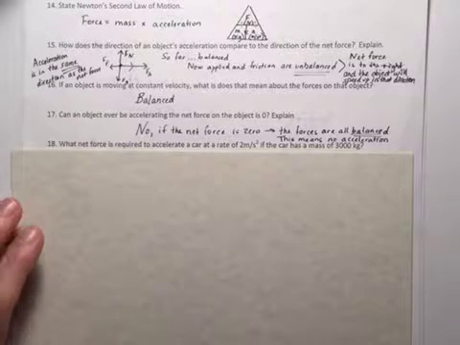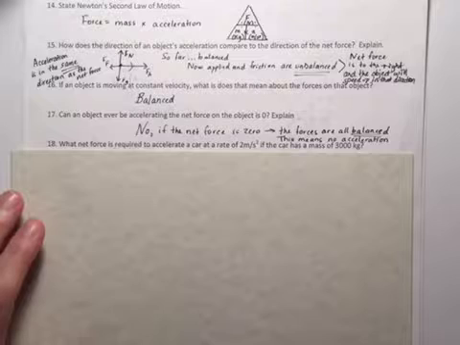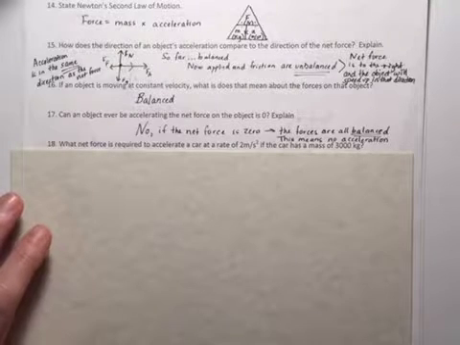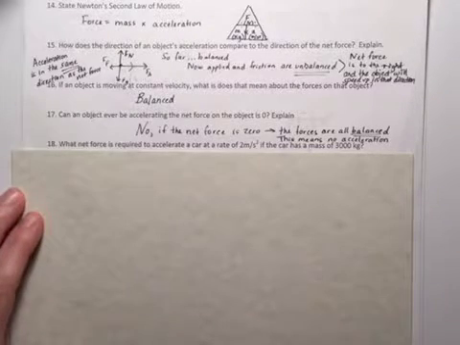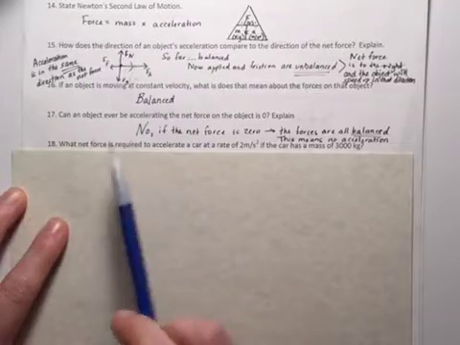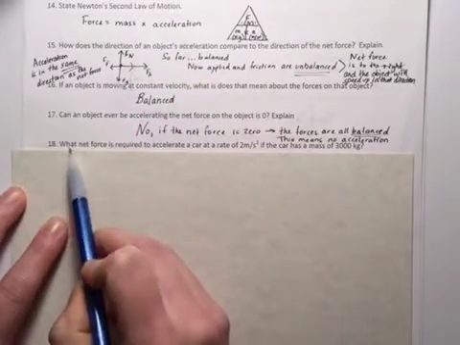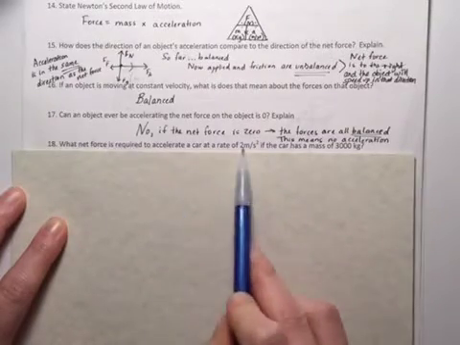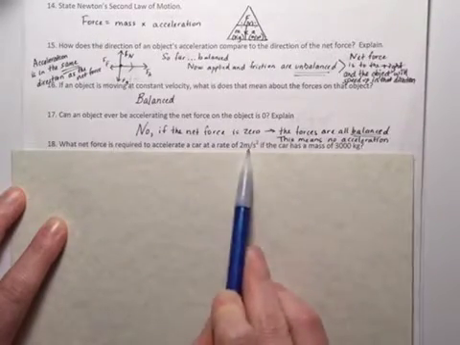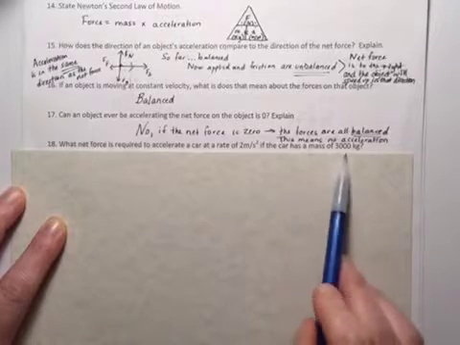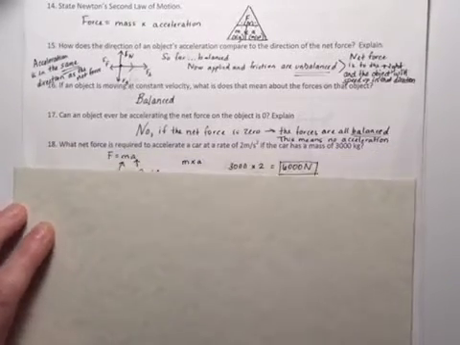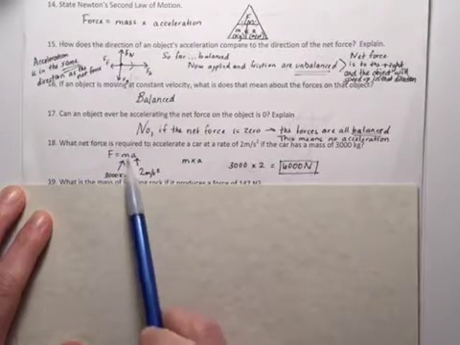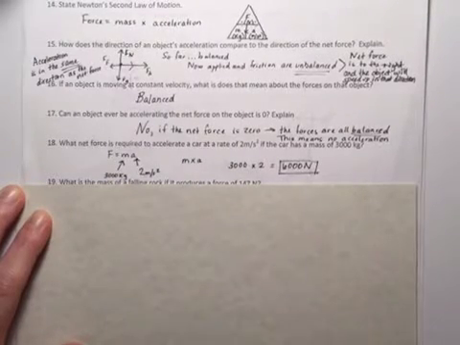18. What net force is required to accelerate a car at 2 meters per second squared if the car has a mass of 3,000 kilograms? So we're given, so this is what we're looking for. It says what net force, that's the first step. And then here's our acceleration. It says to accelerate a car, and then it gives us the mass. So we have mass, we have acceleration, we're looking for force. So I just subbed them in, m times a, there you go.